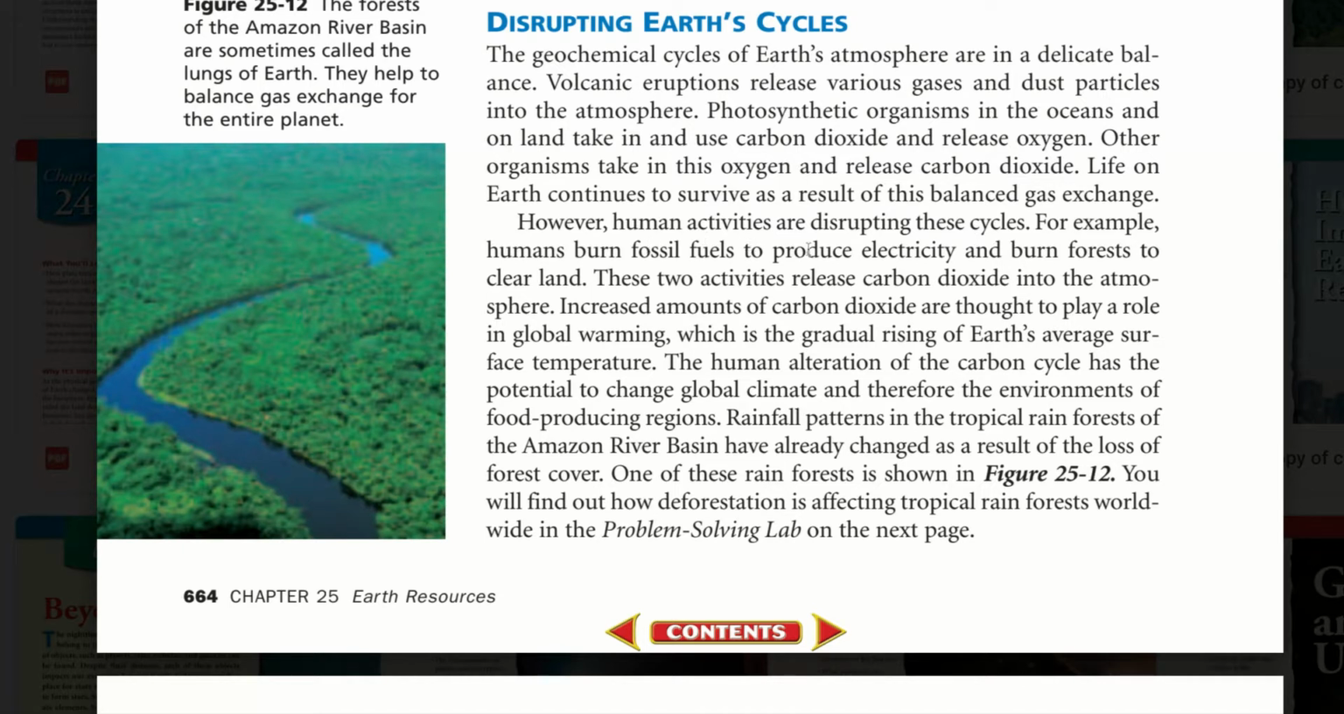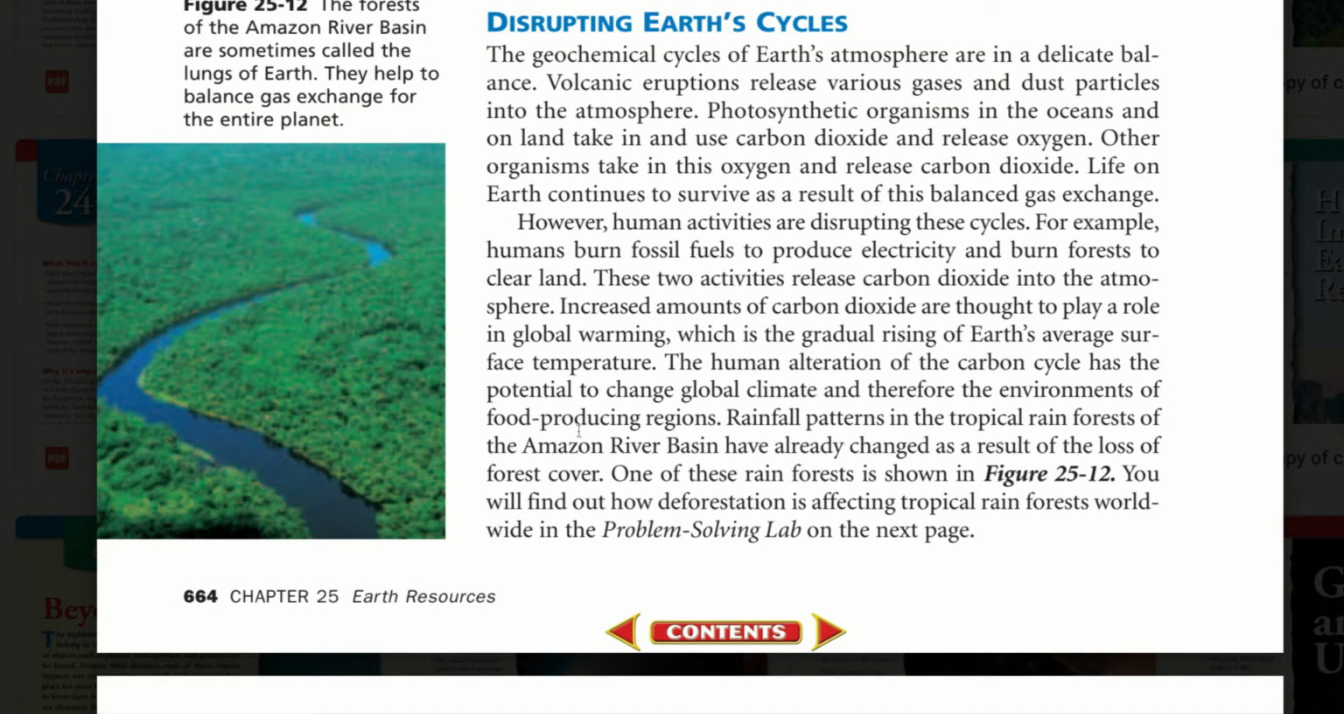However, human activities are disrupting these cycles. For example, humans burn fossil fuels to produce electricity and burn forests to clear land. These two activities release carbon dioxide into the atmosphere. Increased amounts of carbon dioxide are thought to play a role in global warming, which is the gradual rising of Earth's average surface temperature.